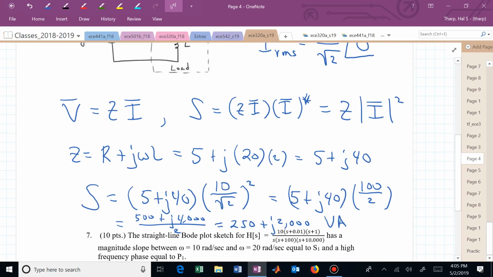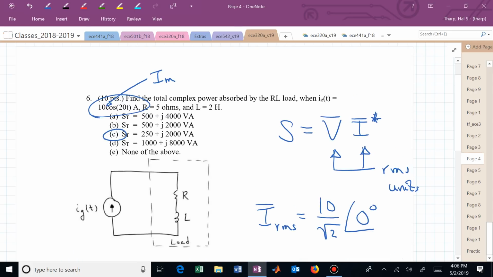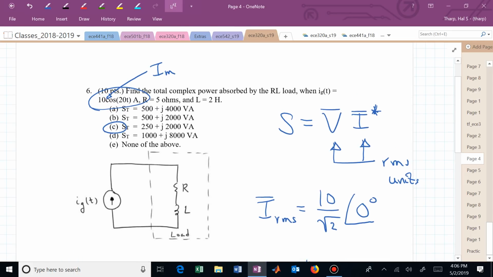And the thing that tricks or makes students stumble is they immediately just take that 10 and use that for their I, not 10 over the square root of 2. So keep track of how your I is given to you. If it's given in terms of this time domain waveform I sub g of t, that's not in RMS units. I could give you capital I sub g and say, oh, that's 10 at an angle of 0 and the frequency is 20. Then you would get a different answer. And then I would have to tell you that the I sub g is RMS.